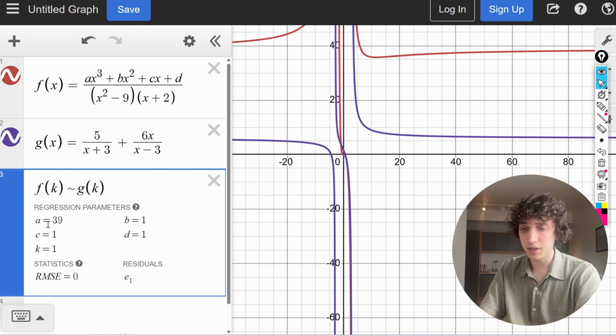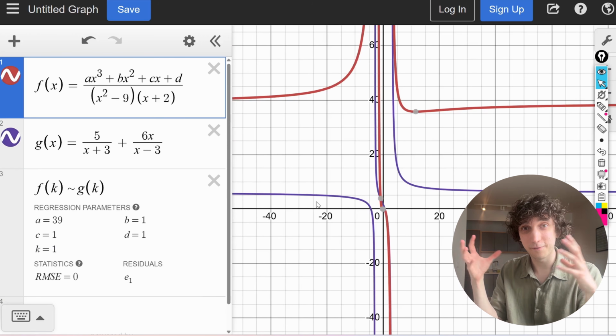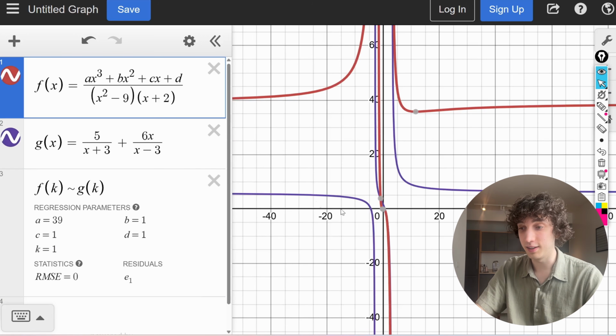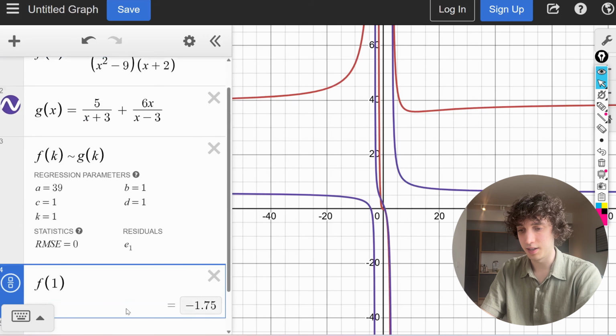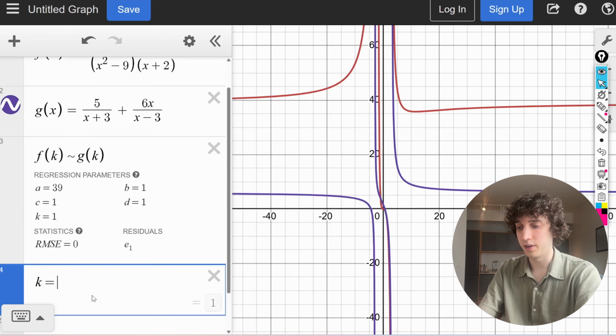And sure enough, it's picking values for a, b, c, and d that work at k equals 1. But once again, as we can see graphically, the purple and the red are not fit to the same function. They work at k equals 1. We can see f of 1 is negative 1.5 and g of 1 is negative 1.5, but they clearly don't work at every single point, and so we want to specify more points.